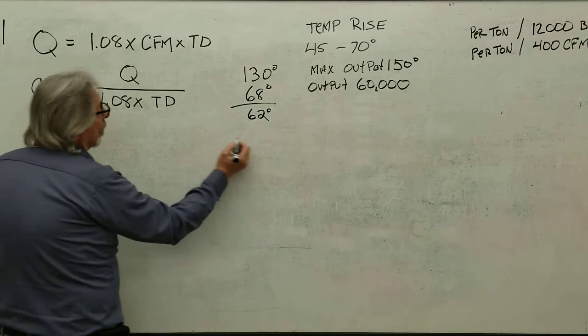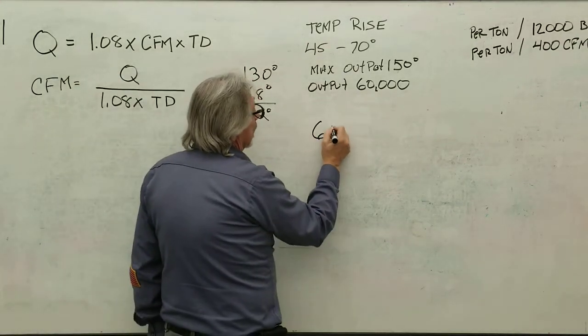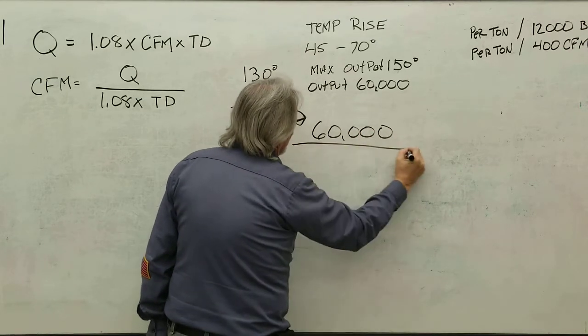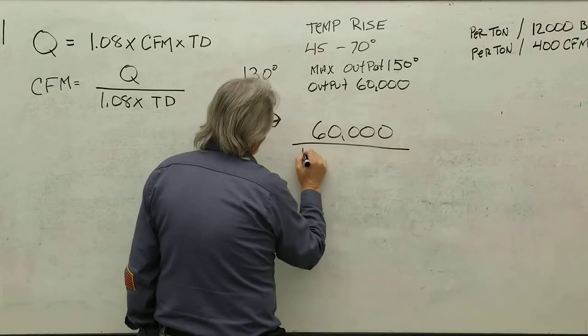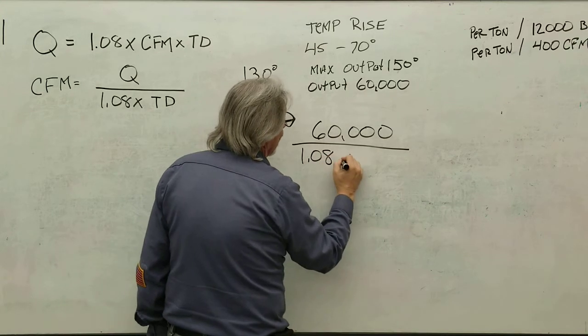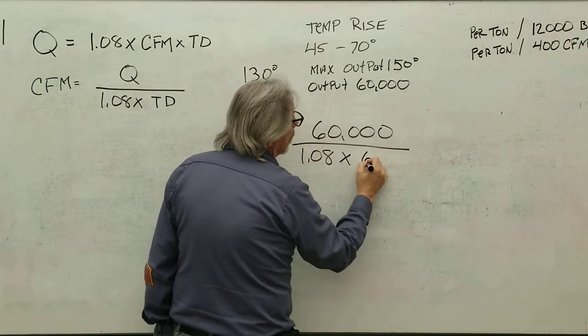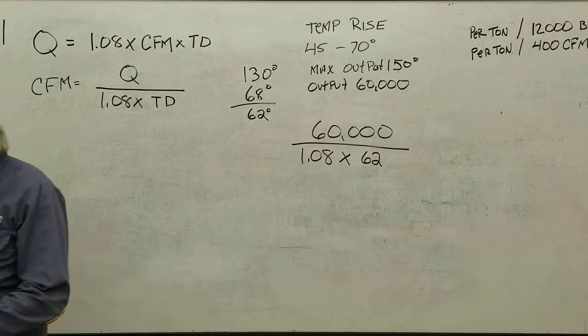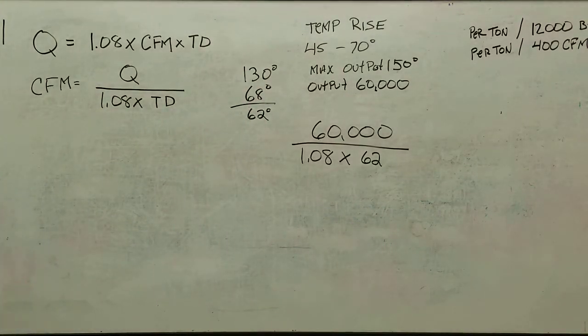So we can do 60,000 divided by what? 1.08 times 62. And that'll give us our CFM for that air handler in the heating cycle.